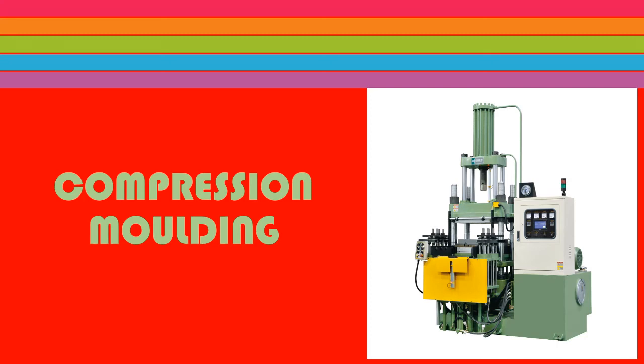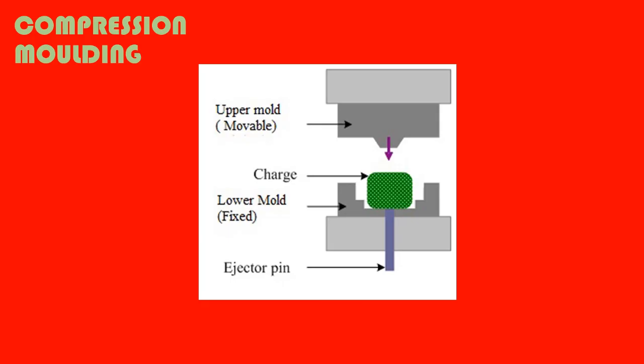Compression molding. The machine that you're seeing right now is a compression molding machine that is widely used in the plastic industry. The components of the compression molding machine are the upper mold, which is movable, the lower mold, which is fixed to the machine, and an ejector pin, which is used to remove the product from the lower mold.